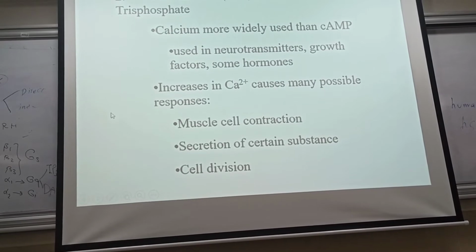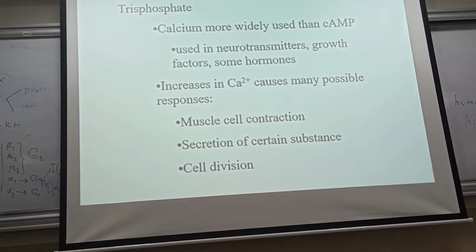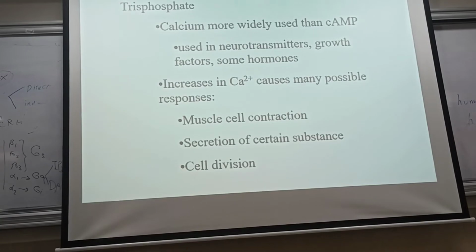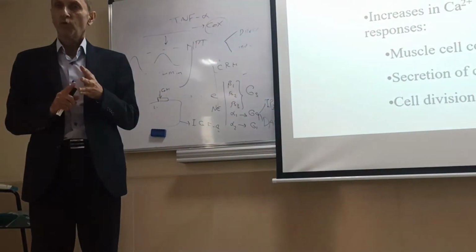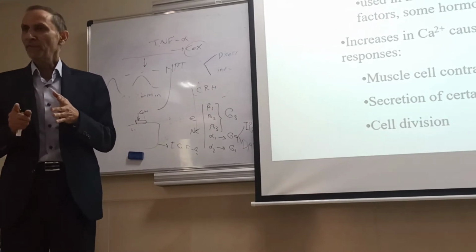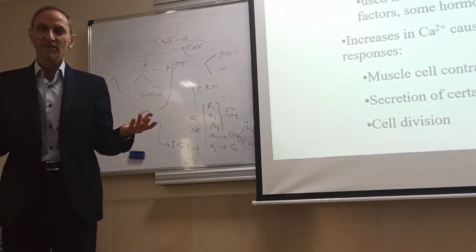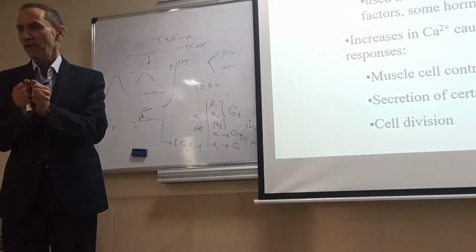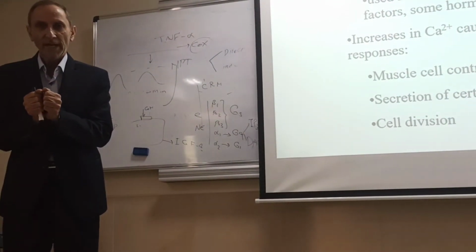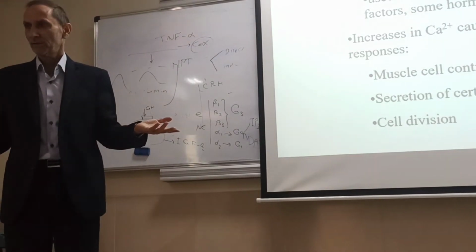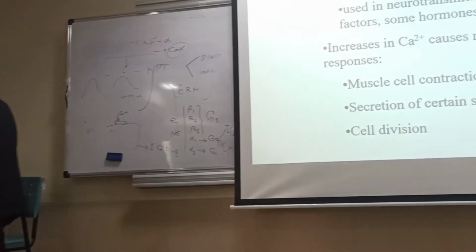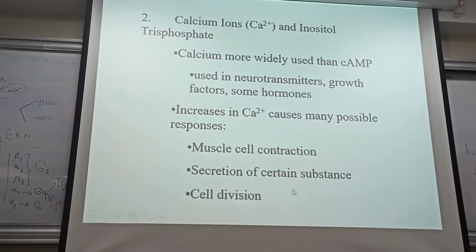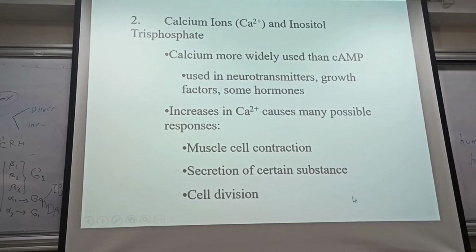You know that for calcium, for example, when Gq is activated, we have activation of phospholipase C, production of IP3, and IP3 can increase the amount of calcium within cells. In smooth muscle, when calcium is increased, calcium can bind with actin and myosin, and then we have contraction. This is the response. Another response is secretion of certain substances. And sometimes calcium is important in cell division.